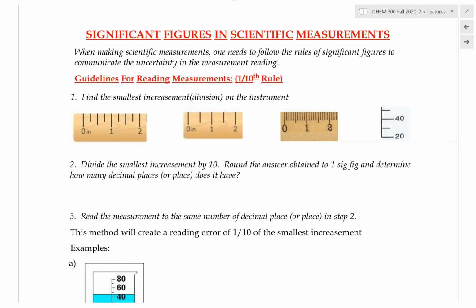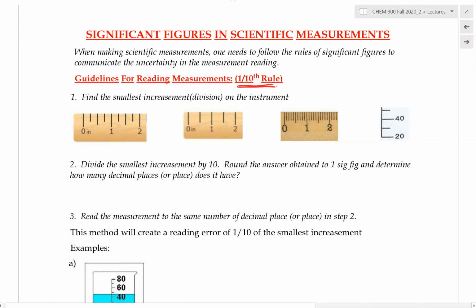Hi guys, in this lecture video, I'll be discussing significant figures in scientific measurements. Whenever we make a scientific measurement, it is important that we follow the rule of sigfigs, so that we can clearly communicate whether uncertainty exists in our measurement. The following are the rules for sigfigs in scientific measurement, and this rule is called the 1/10 rule.